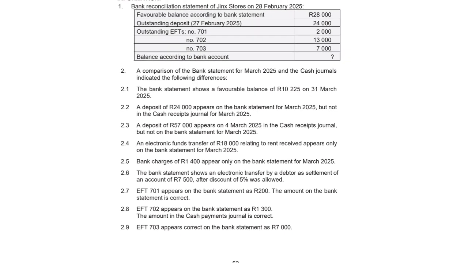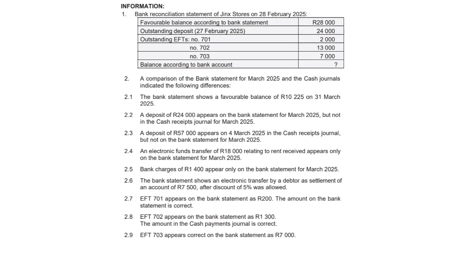So if you go to your information, we are given our bank reconciliation statement of last month. To get our opening bank balance, it will just be our balancing figure. You're going to say 28,000 plus 24,000 minus 2,000 minus 13,000 minus 7,000, and then you will get your balance as the question mark. Then a comparison of the bank statement and the cash journal indicates the following differences.